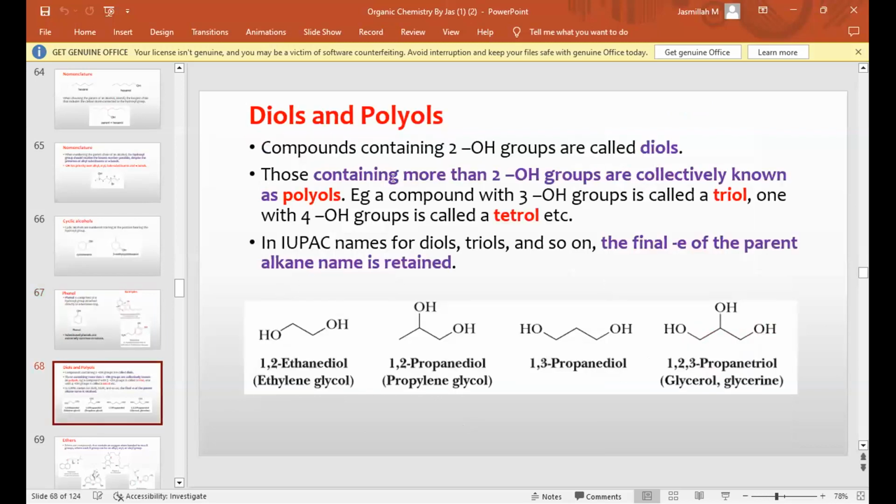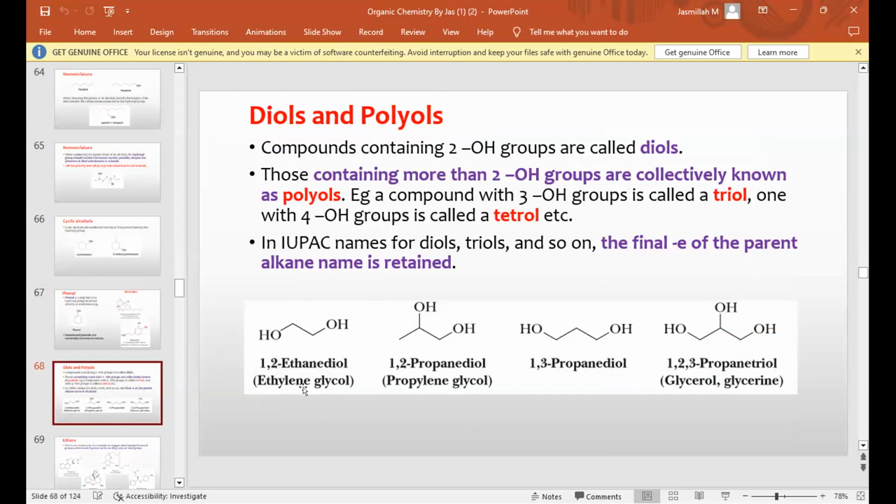Diols are compounds that contain two OH groups. They can even contain more; those are what are known as polyols. Diols contain two OH groups. Polyols contain more than two OH groups. So we see here, this has two, 1, 2.